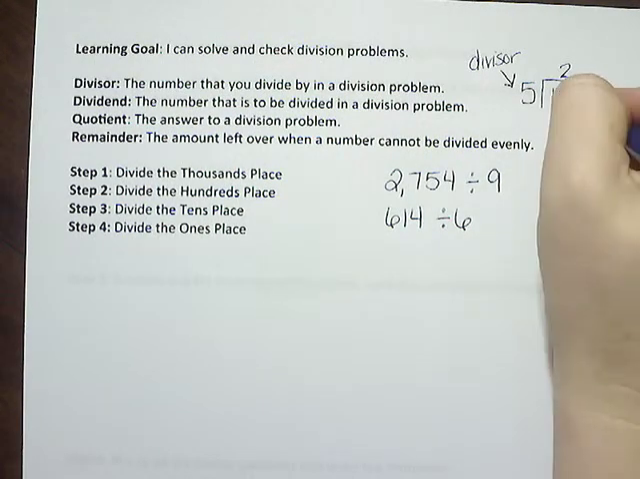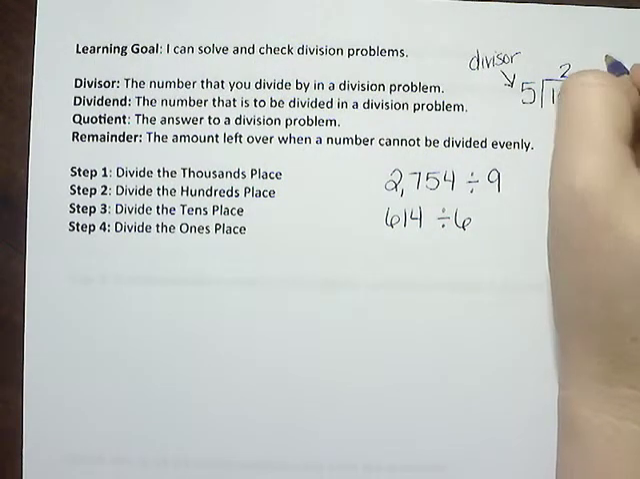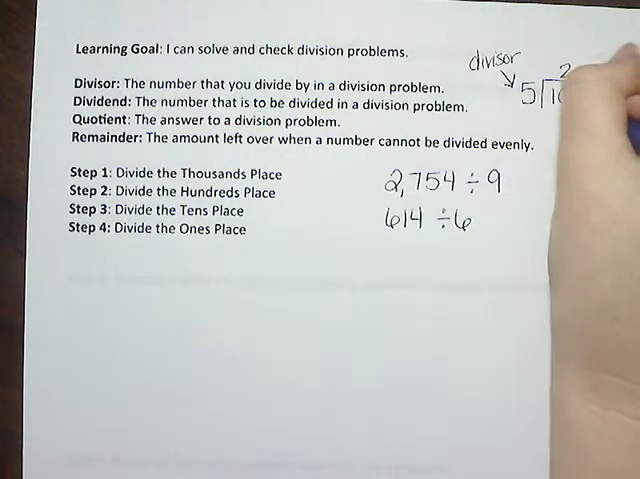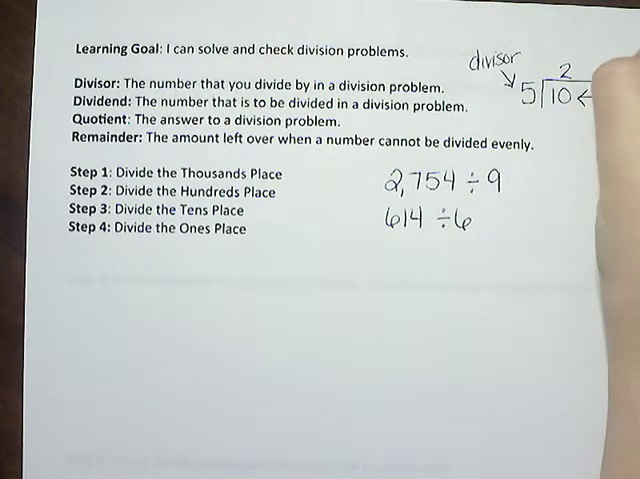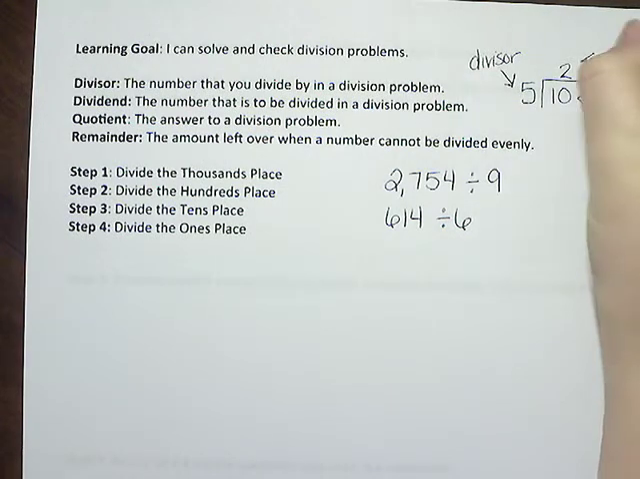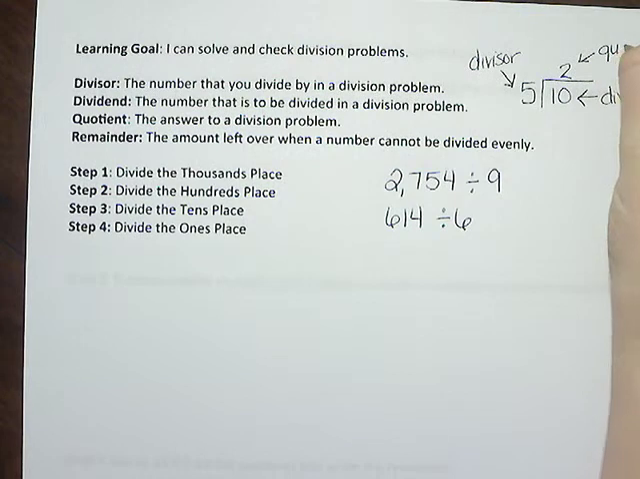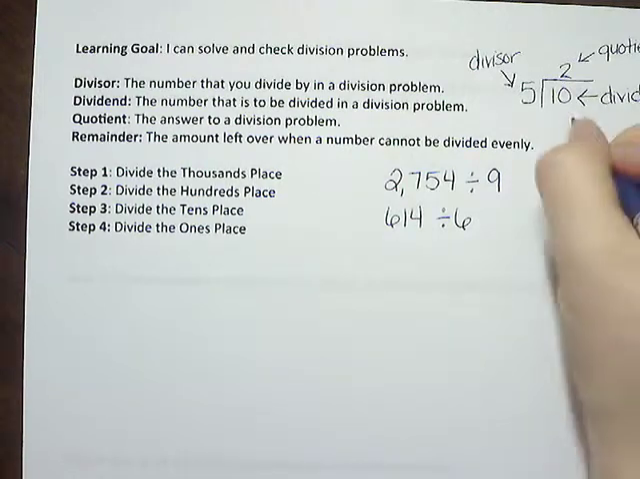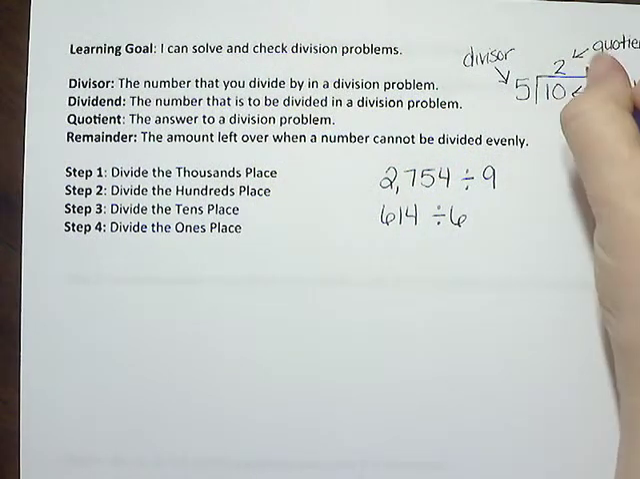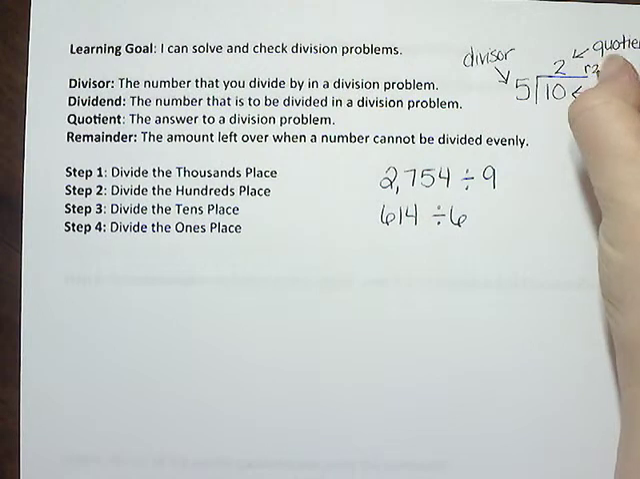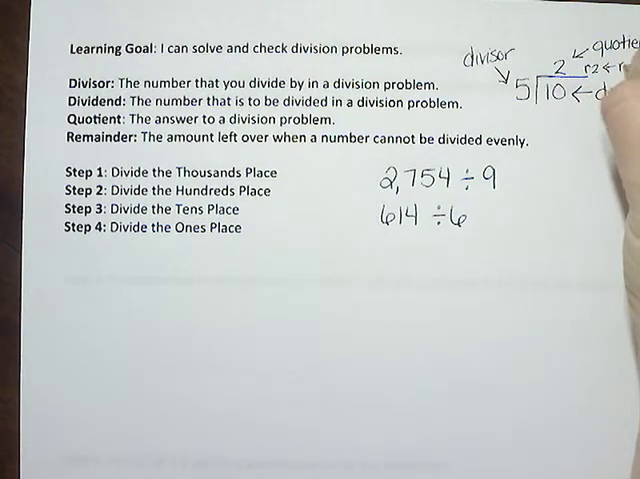The dividend is the number that is being divided. And then your quotient is the answer to a division problem. Now sometimes in a division problem you'll have some numbers left over. Now in this one there's no numbers, but we're just going to say it's remainder 2. That's what a remainder would be. It's the amount left over that cannot be divided.